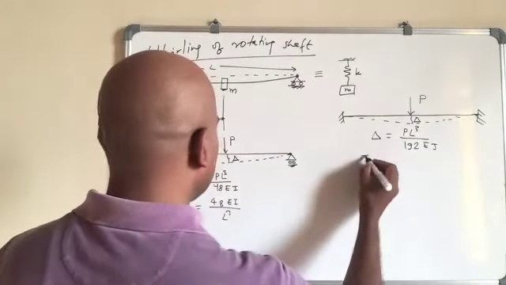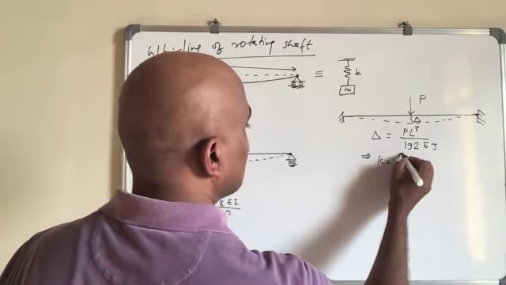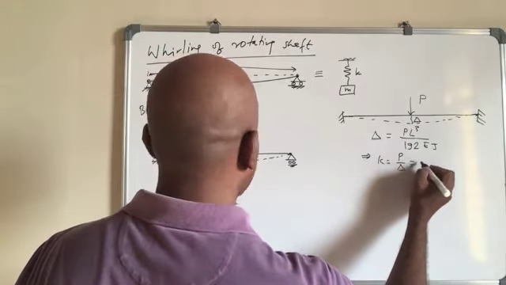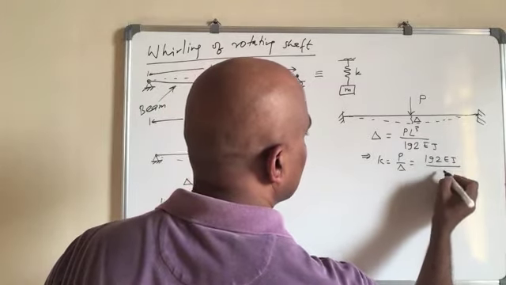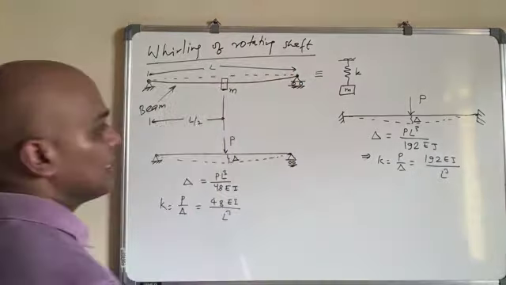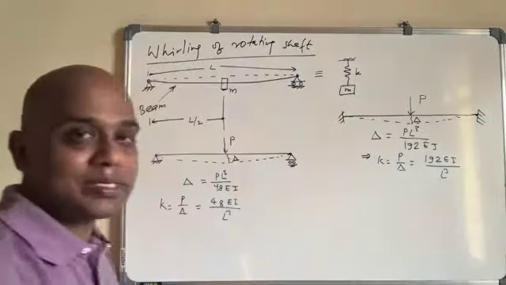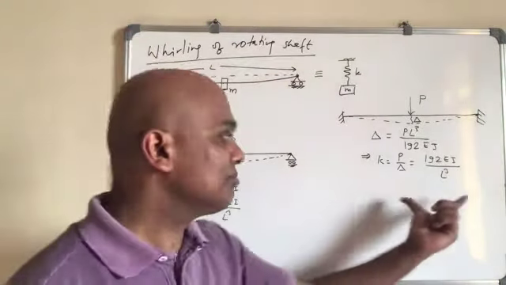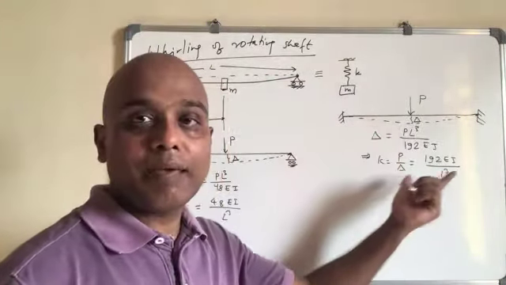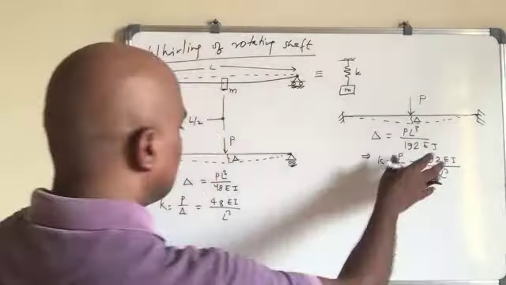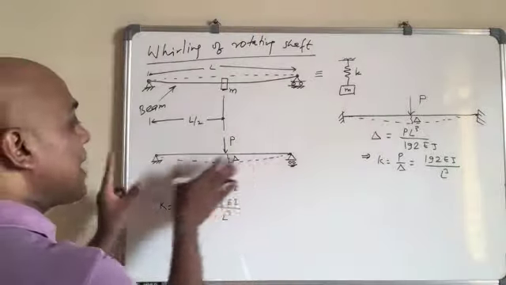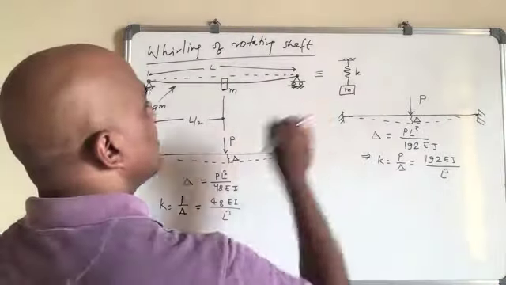And hence, in this case, K will be equal to P over delta, equal to 192 EI over L cubed, where you know already what E and I are. You have studied them already in the ME 201 solid mechanics course. So depending on the end conditions, the K will be different.